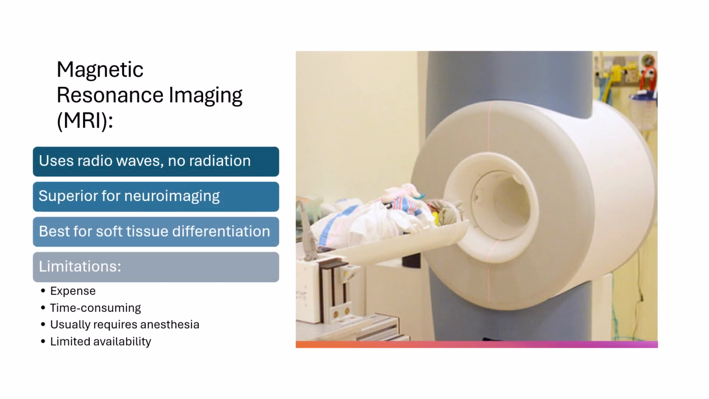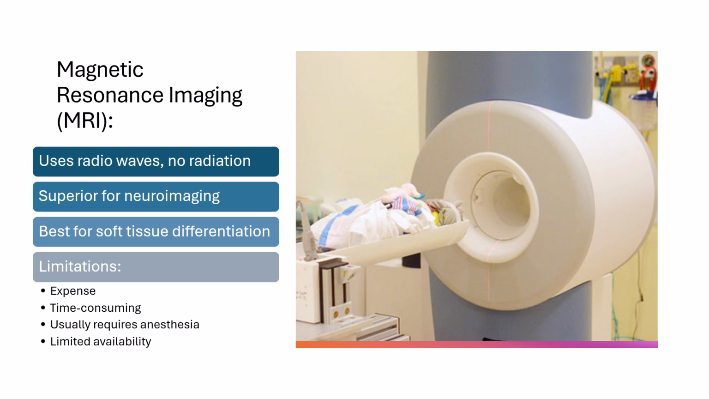MRI uses radio waves rather than radiation to create detailed images, making it particularly valuable for neonates. It provides superior soft tissue detail compared to CT, and is the preferred modality for neuroimaging, especially for evaluating hypoxic ischemic encephalopathy, congenital brain malformations, and subtle white matter injuries.